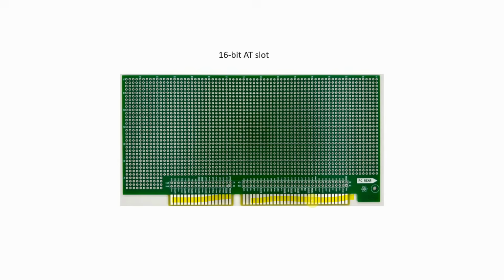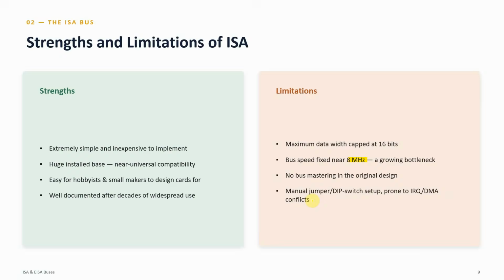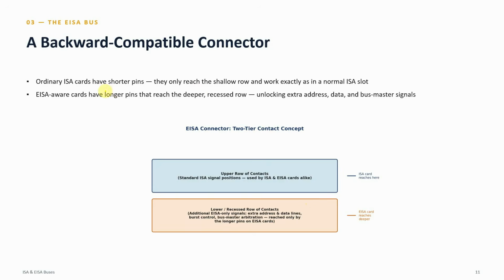So this particular ISA has shorter pins. And what is happening with this? ISA pins are shorter. They only reach the shallow row and work exactly as a normal ISA slot. Whereas EISA slots are longer, and EISA has longer pins, and they reach the deeper recessed row, unlocking extra address, data, and bus master signals.